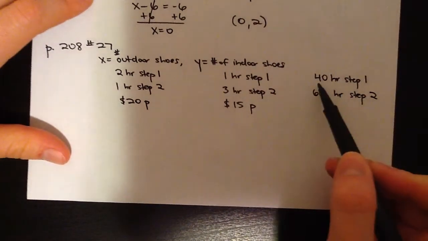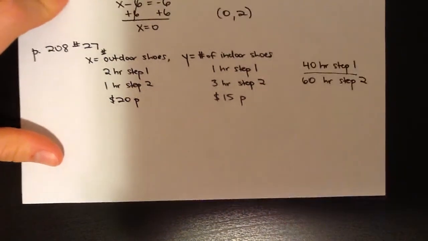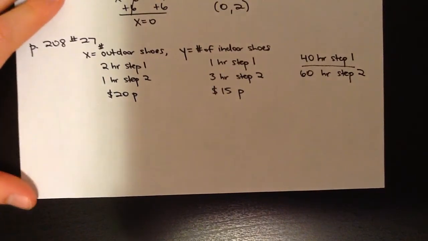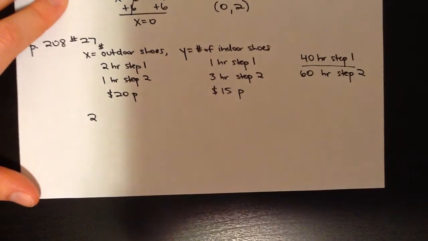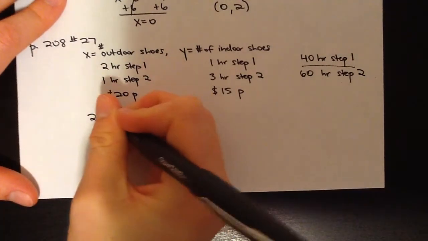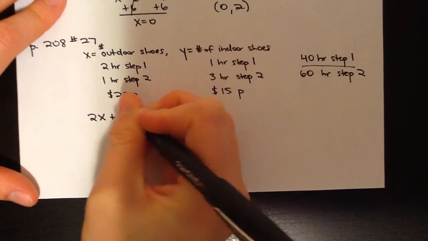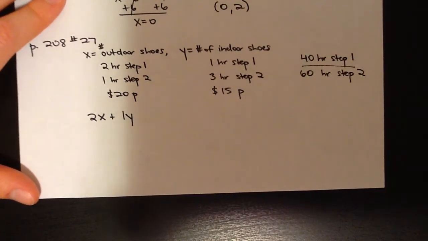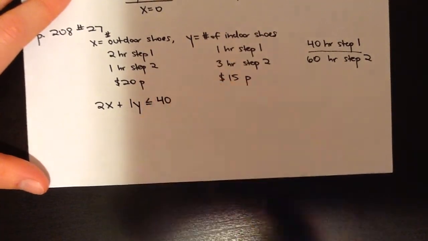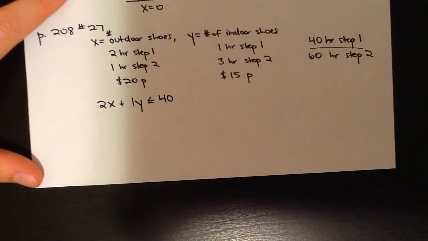So let's start with an equation that represents this piece right here, that there is a maximum of 40 hours that can be spent on step 1. So we are spending 2 hours in step 1 per pair of outdoor shoes, plus 1 hour in step 1 per pair of indoor shoes, and we have a maximum of 40 hours that we can use. So that has to be less than or equal to 40 hours. We can use the 40 hours, but no more.